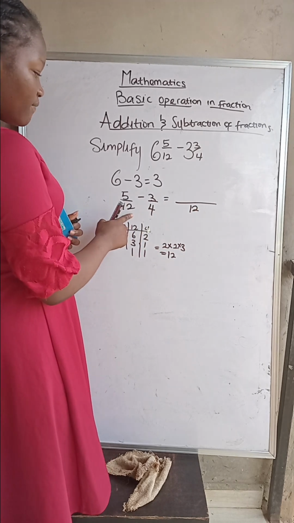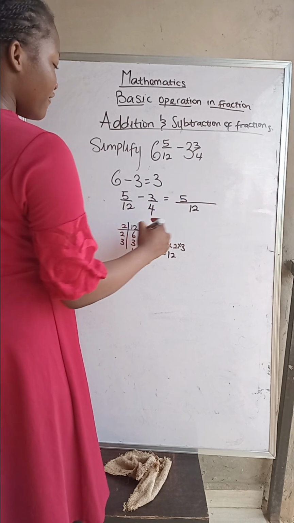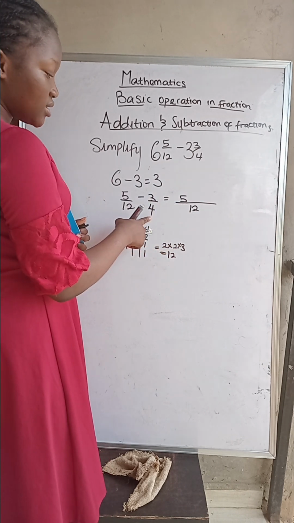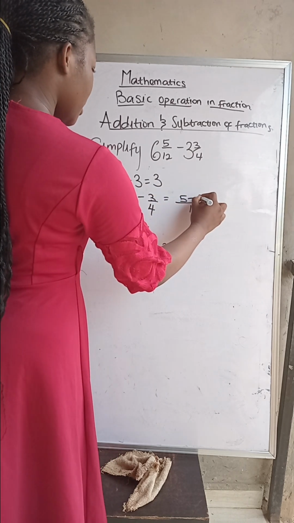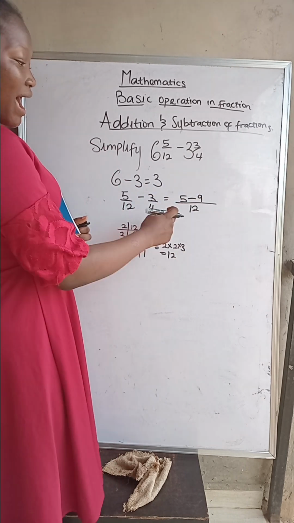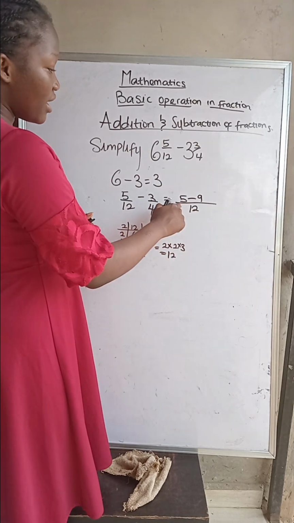Now what is that? 12 divided by 12 is 1. 1 times 5 is 5. 12 divided by 4 is what? 3. 3 times 3 is what? 9. And we have 5 minus 9. And you know this is not possible at your level. 5 minus 9 is not possible here.